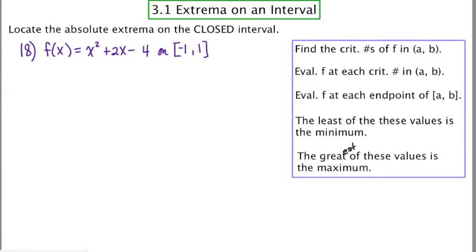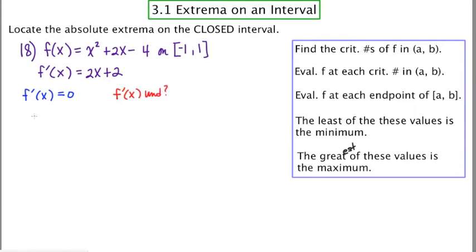In problem number 18, they ask us to find the absolute extrema of the function f of x equals x squared plus 2x minus 4 on the closed interval -1 to 1. So our first step will be to find the derivative. So let's see, f prime of x is equal to 2x plus 2. And then we're going to ask two questions in order to find the critical numbers. The first question will be, where is the first derivative equal to 0? And the second question is, where is the first derivative undefined?